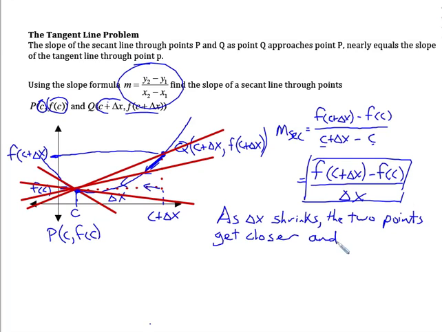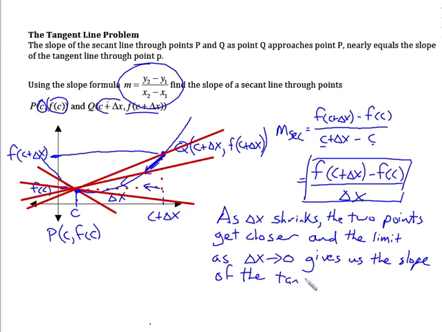Okay. And here's where the limit comes in. The limit as delta x goes to 0, so this difference here goes to 0, actually gives us the slope of the tangent line. So again, you can definitely see that the limit is going to help us find the slope of that tangent line.